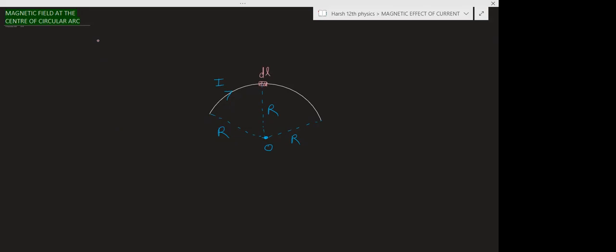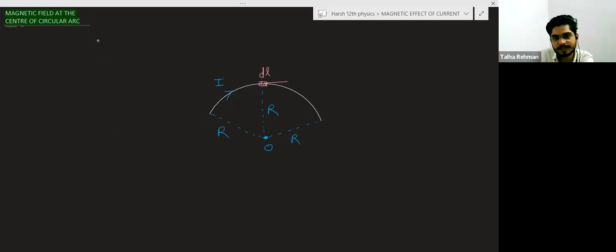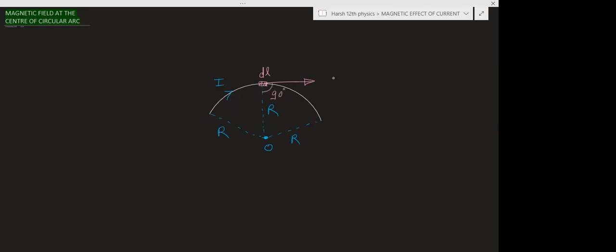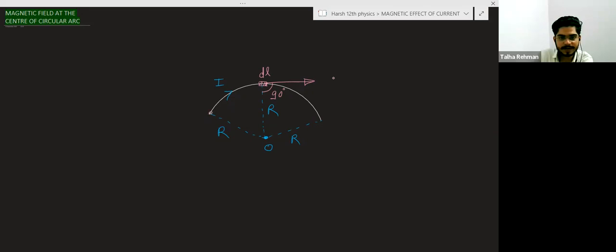The direction of this dL is tangential. This radius of the circular arc, r, and dL are perpendicular, so this angle will be 90 degrees. Suppose I name this wire AB, and I suppose the length of AB is L.